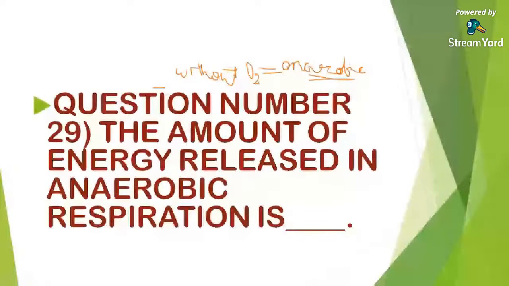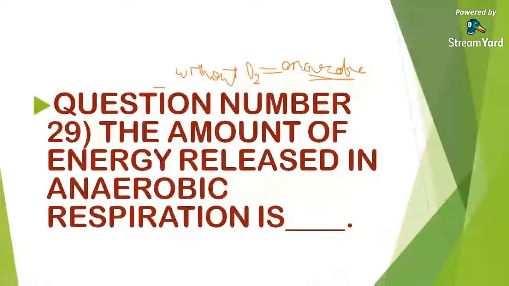In aerobic respiration, food is completely broken down, whereas in anaerobic respiration, food is partially broken down. In aerobic respiration, carbon dioxide and water are formed, whereas in anaerobic respiration, ethanol or lactic acid is formed. Ethanol is formed in plants, whereas lactic acid is formed in animals, and then carbon dioxide is formed. Clear? So this is the difference between aerobic and anaerobic respiration, and one difference is in the form of a question.